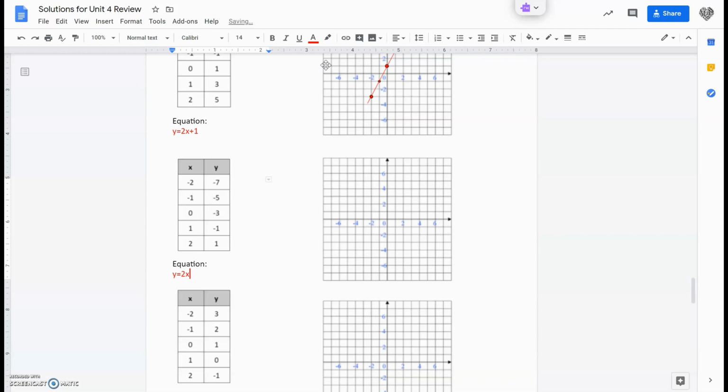So we can say 2x. And then again, my 0 value is there for me. I don't have to calculate it. So when x is 0, y is -3. So 2x minus 3. So let's graph it.